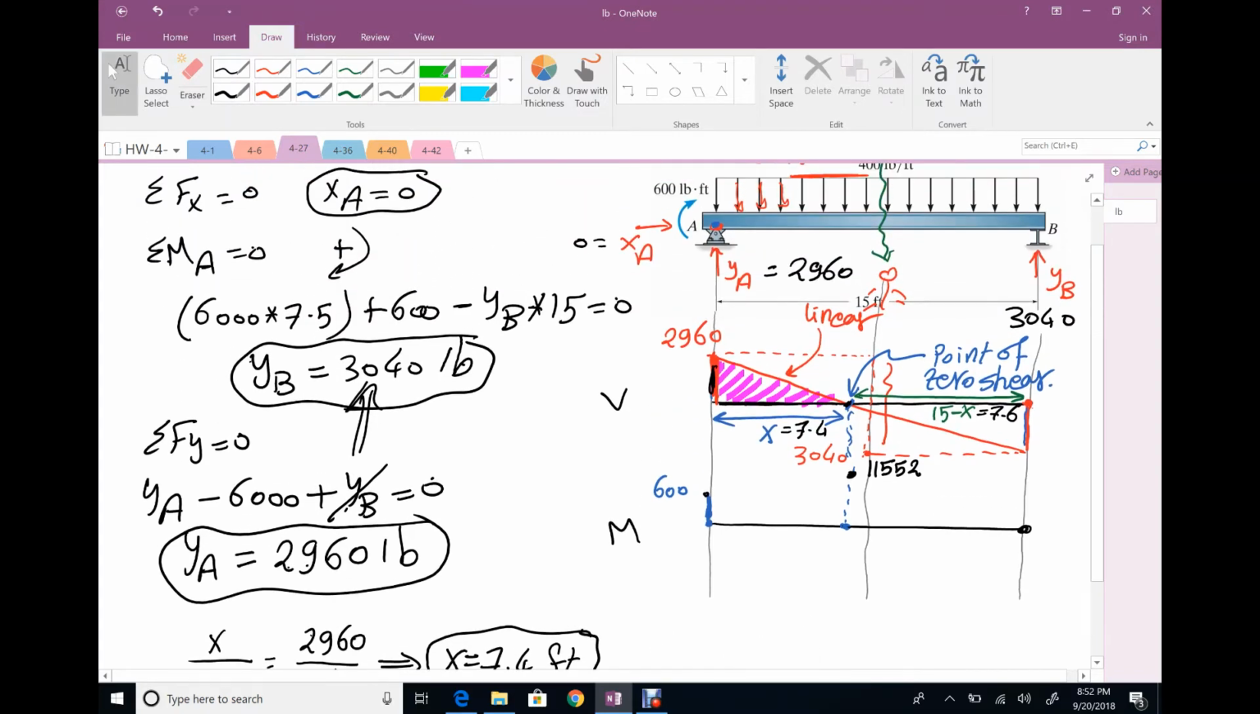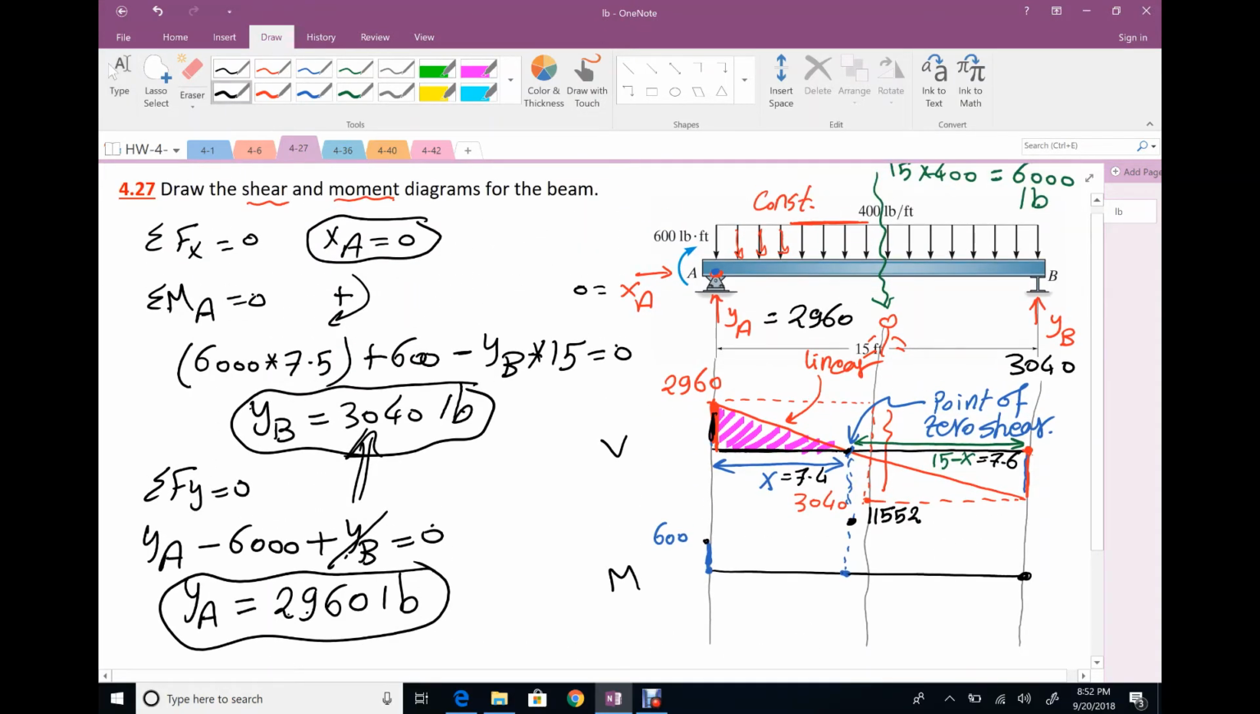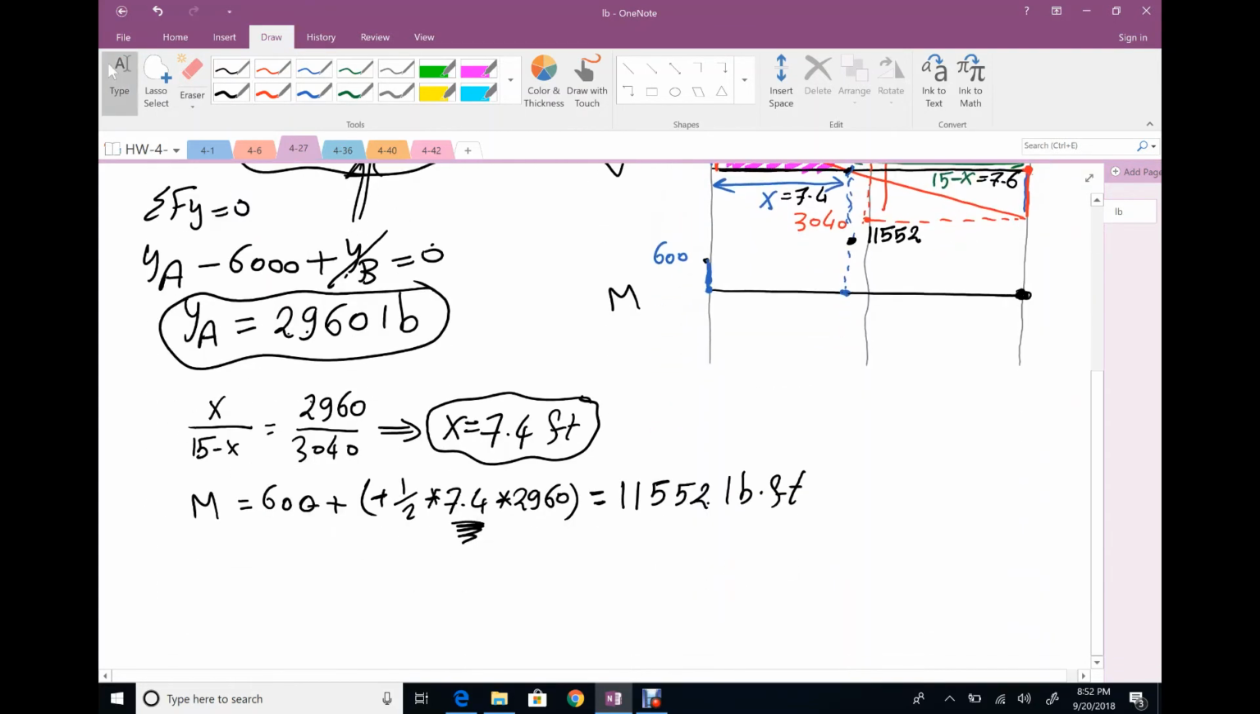What is the value at the beam end? Actually, we have two options here. This point at the beam end is free point, nothing else. We don't have any concentrated moment. That means your moment here will be 0. One more evidence. If you are looking for moment at this location, okay, your moment at this location equal to previous value, which is 11,552 positive, plus area of shear in between.